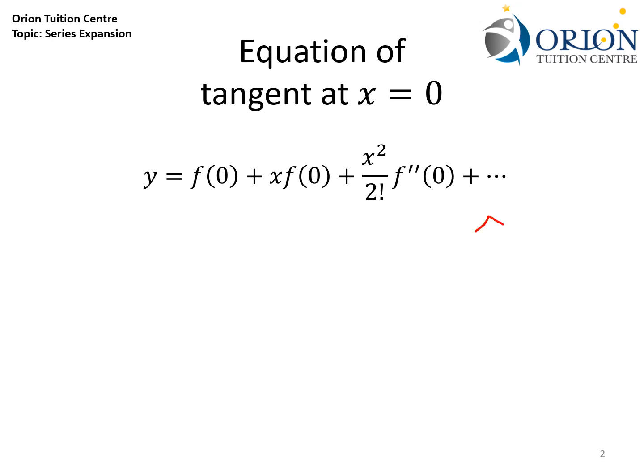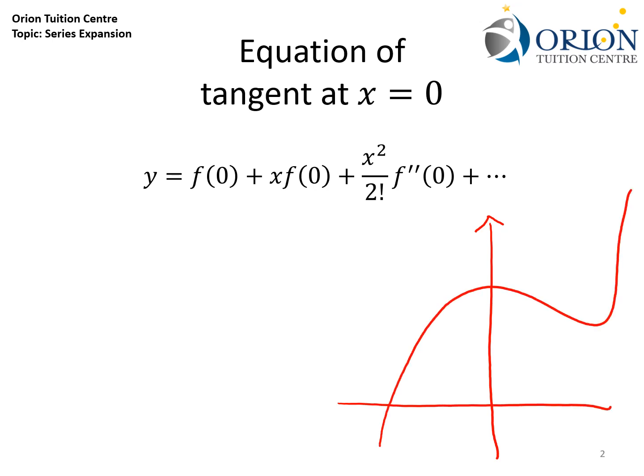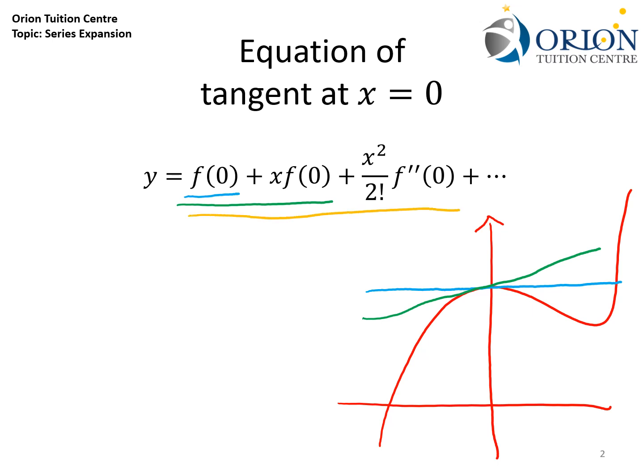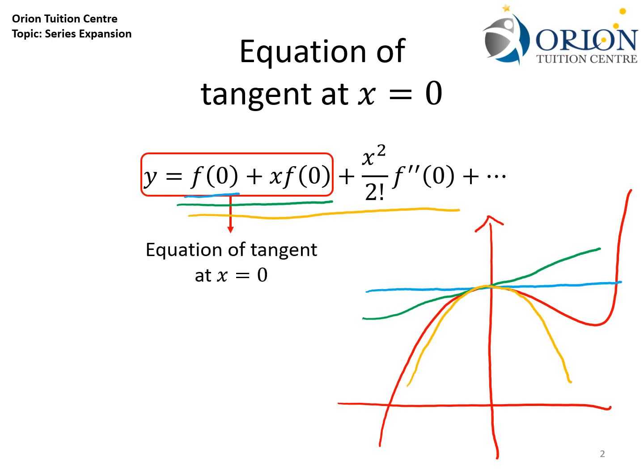So as an illustration, if I have this curve as the original function, I am using a horizontal line to represent the curve. If I'm just using the single term here, I'm using a linear line like this to represent the curve. And if I am doing a quadratic approximation like this, it will be a curve that probably looks something like this. Thus, we can see that the first two terms over here should give us the equation of the tangent, since it is using a straight line to approximate a curve at x equals 0.